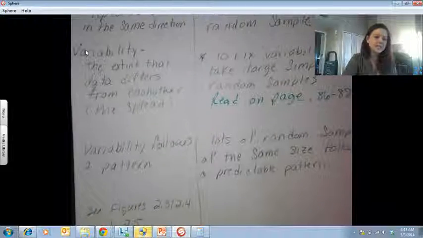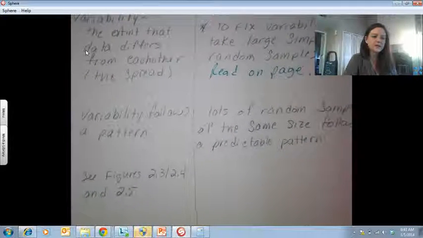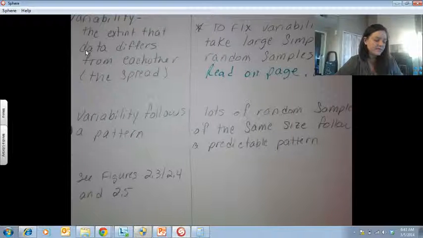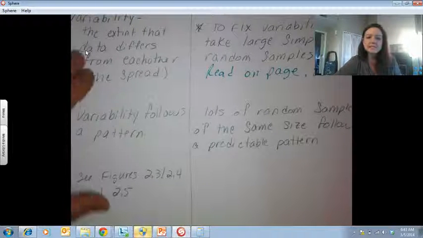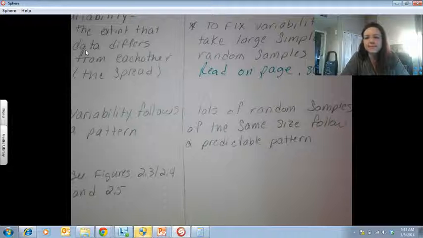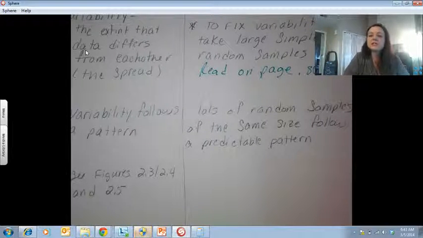And then what I was talking about, that normal curve, if you look here, variability follows a pattern. Lots of random samples of the same size follow a predictable pattern, and that was that graph we were just looking at, the normal curve. If you take smaller samples of like 100 and you keep taking those samples, it's going to follow that pattern. You'll be able to figure out the pattern of the variability, but guys, it's just a lot easier to take a larger sample.